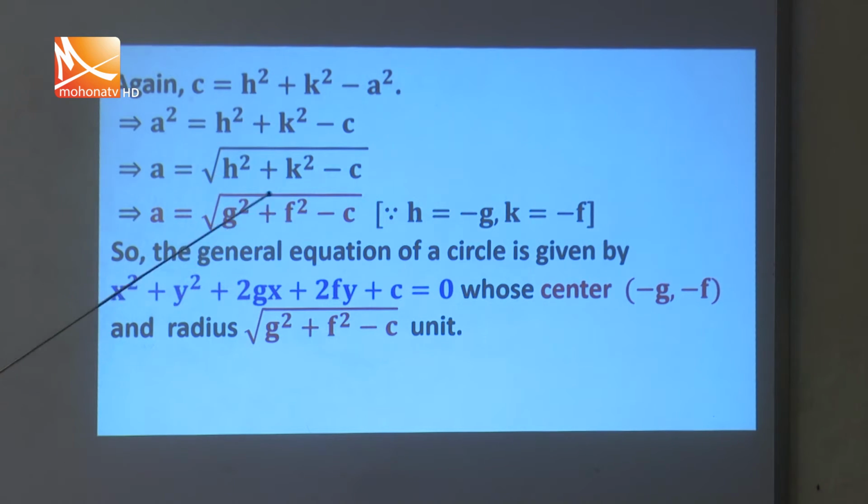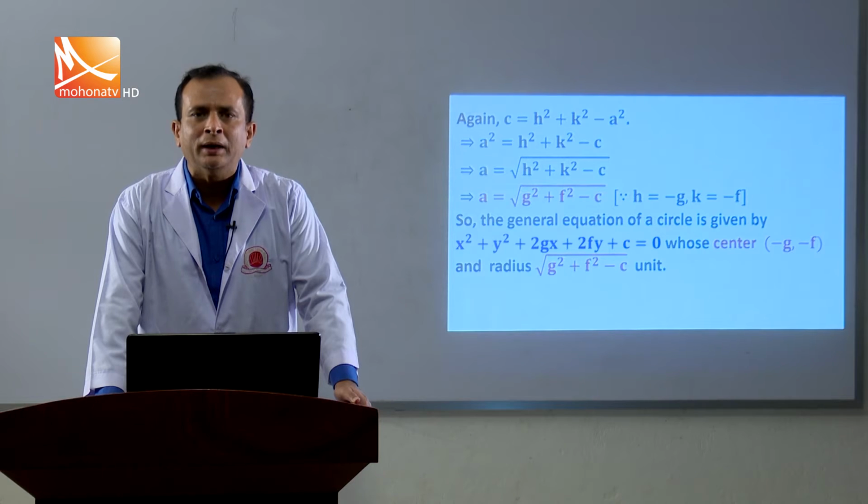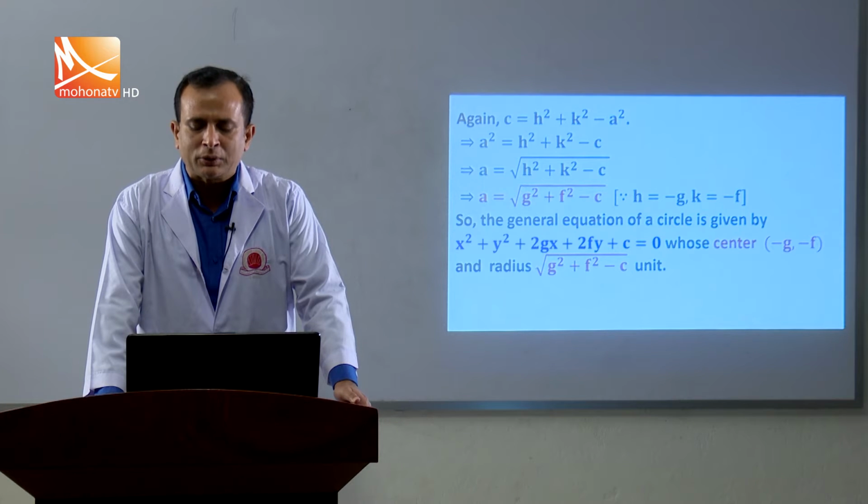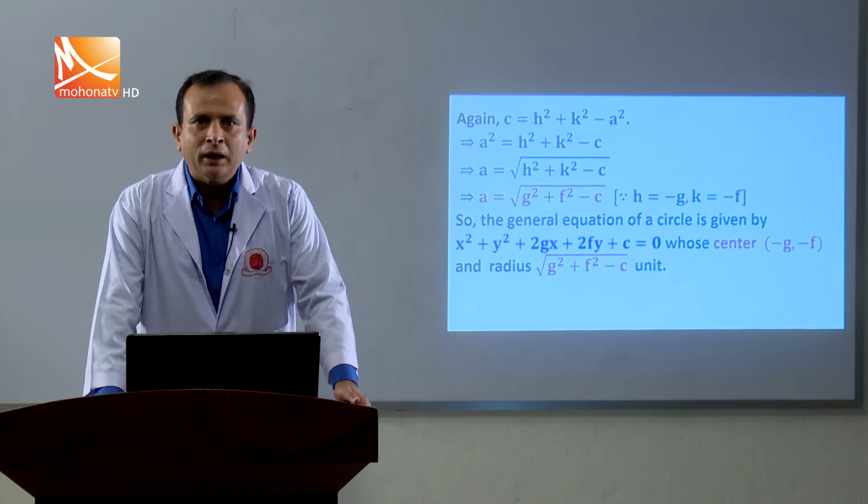So the general equation of a circle is given by x square plus y square plus 2gx plus 2fy plus c equals 0, whose center is (minus g, minus f) and its radius is square root of g square plus f square minus c units.